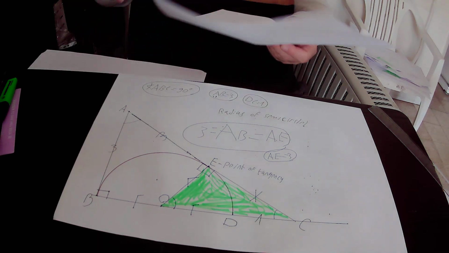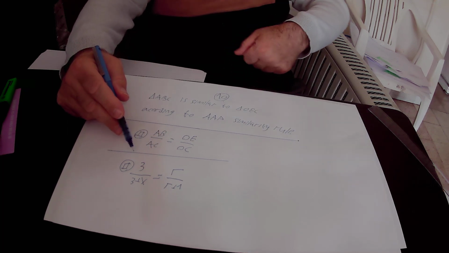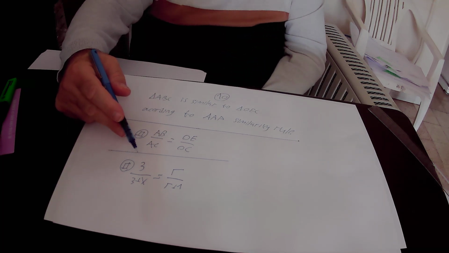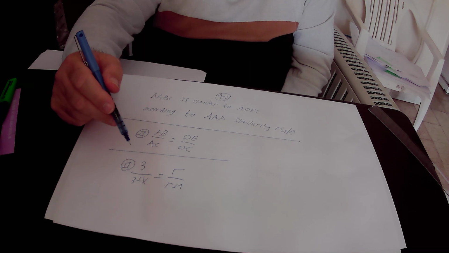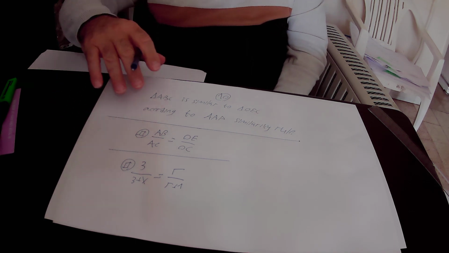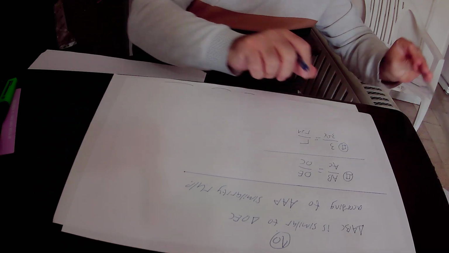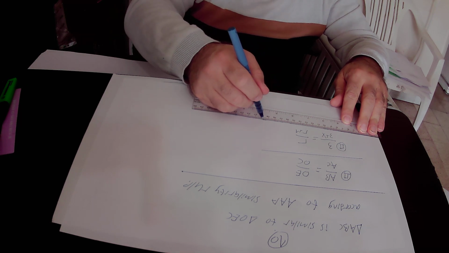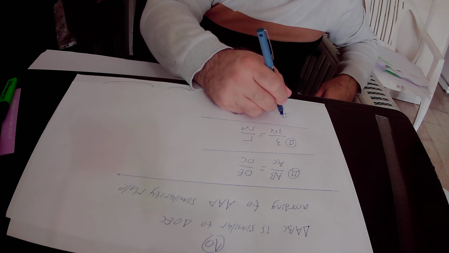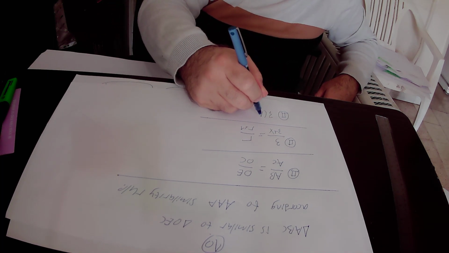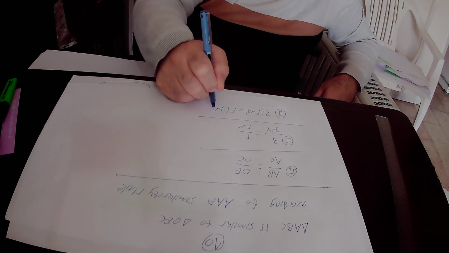So actually we found out that OE equals R and OC equals R plus 1, and in total we got that 3 over x, 3 over 3 plus x equals R over R plus 1. Here we will cross multiply equation number 2, and we will get that 3 times R plus 1 equals R times 3 plus x.